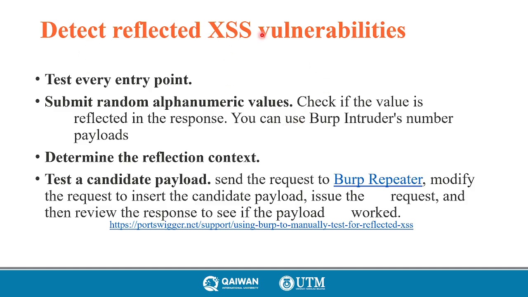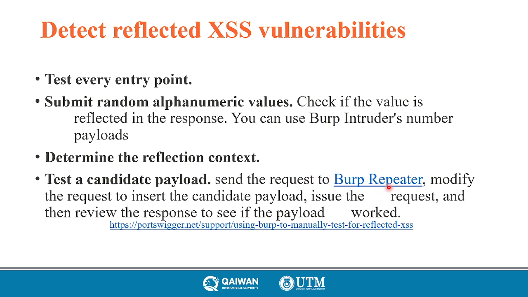Now, detecting reflected XSS vulnerability. How to do it? You test every entry point. If you have a search, user, password, or entering, for example, a cache ID or transaction ID or any search input, any input that you have, you need to test it. Submit random alphanumeric values. Check if a value is reflected in the response. You can use a Burp Intruder number payload. Determine the reflection context. Test the candidate payload.